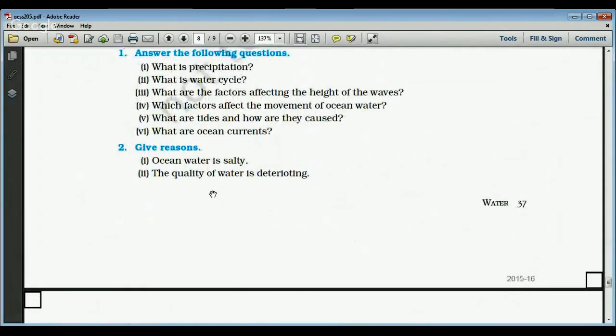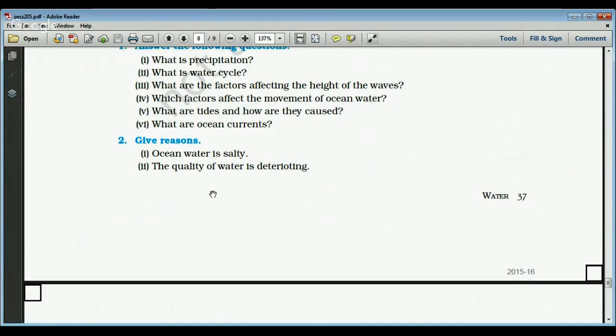Then what are the tides and how are they created? The tides are the rhythmic fall and rise of the water during the day, and they occur two times a day. This we have already explained, that there are two types of tides, and they are caused due to the gravitational force of the sun and the moon. And there are neap tides and spring tides also. Ocean currents are always moving, continuously moving with some speeds.